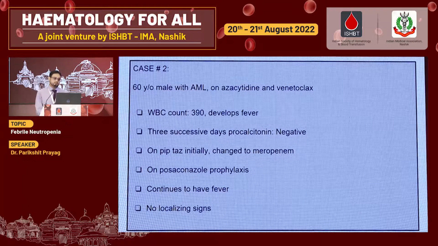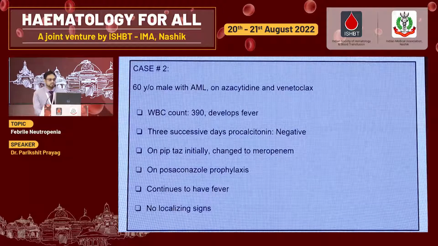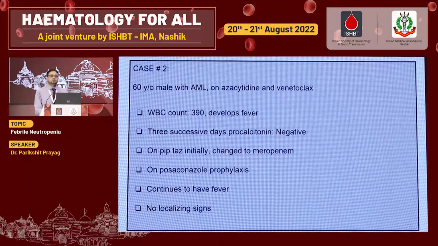Coming to the next patient, this is not a patient who declared himself to be bacteremic. So, a 60-year-old elderly male who was started on azacitidine and venetoclax for his AML. WBC again is in the 300s, develops a fever. So again, similar to the first patient, but what is different now? For 3 successive days, your procalcitonin is negative, your CRP is not that high. If you have access to interleukins, they are not that high.